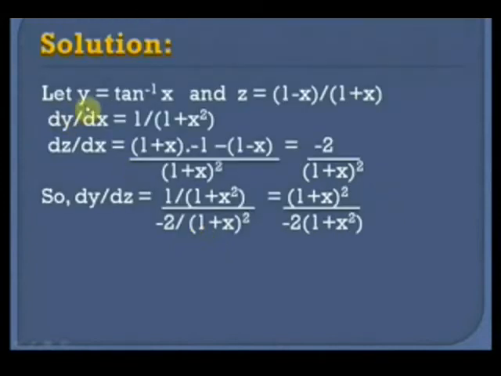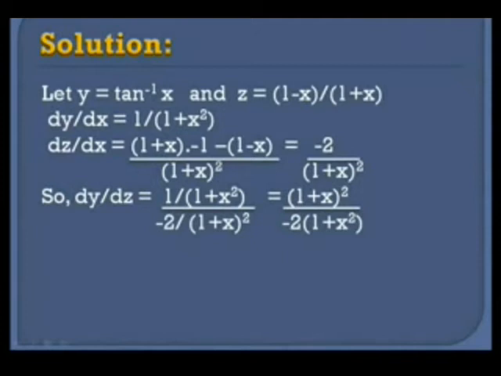Let us say that y is equal to tan inverse x and z is equal to 1 minus x by 1 plus x. Here y equal to tan inverse x is one function and z equal to 1 minus x by 1 plus x is another function, and we have to differentiate tan inverse x with respect to this function. The dy by dx would be equal to 1 by 1 plus x square, as the differential coefficient of tan inverse x is 1 by 1 plus x square.